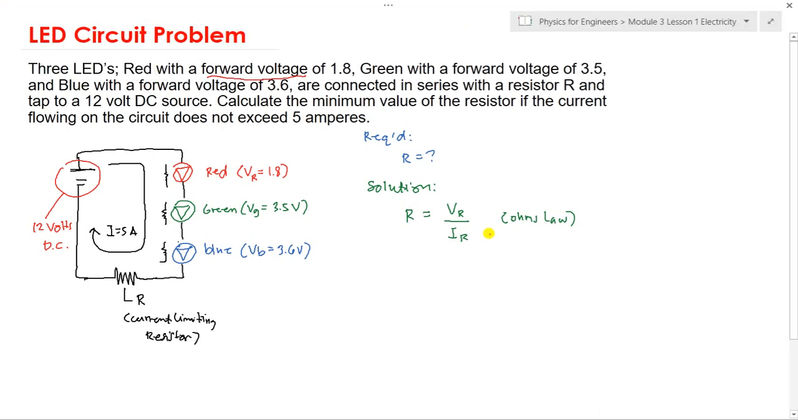But for series, the current that passes through the resistor is just equal to the total current, right? Which is equal to 5 amperes. That is 5 amperes. Now we have the current, but we don't have the voltage on this resistor. So what do we do?